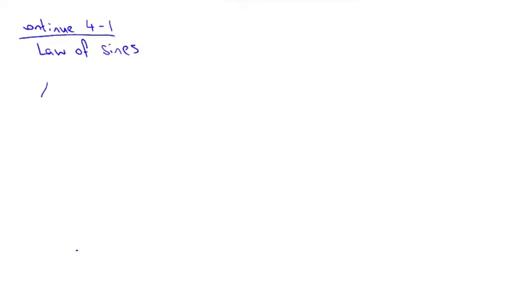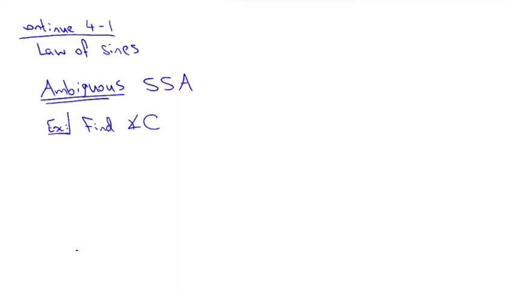And we've talked about why it becomes ambiguous, but now let's look at how the math determines it. SSA, when you're given side-side and then an angle. All right, so for example, find the measure of angle C, the measure of angle A, and the last side, given that little c is equal to 6.2 centimeters, little b is equal to 5 centimeters, and the measure of angle B is equal to 43 degrees.